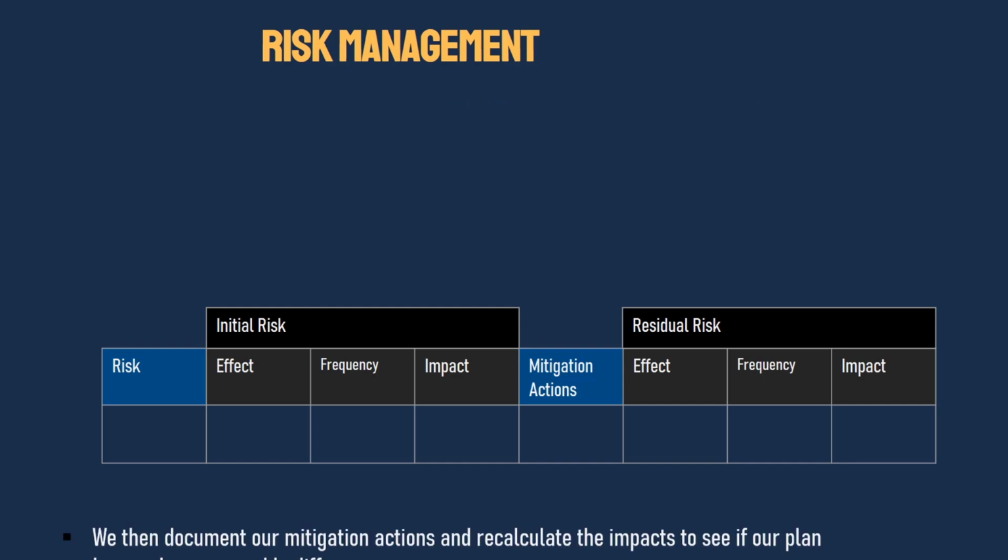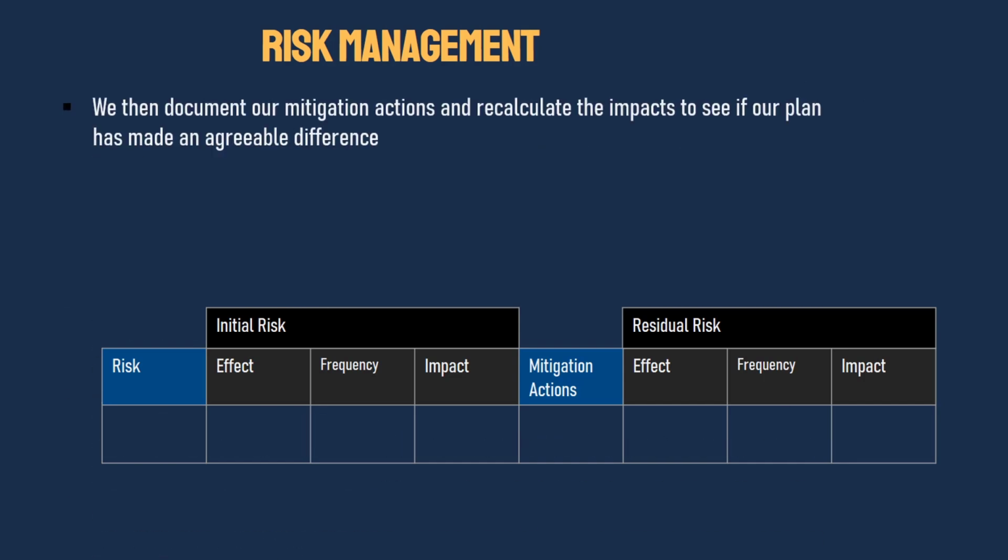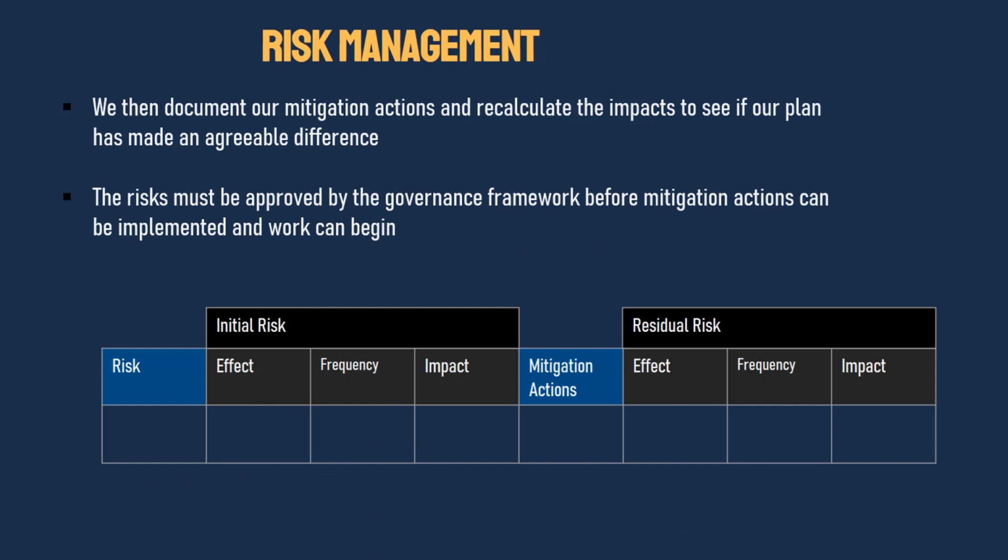We then document our mitigation action and recalculate the impacts to see if our plan has made an agreeable difference. The risks have to be approved by the government's framework before mitigation action can be implemented and/or begins. Using a before and after chart can really help in making your thinking visible.